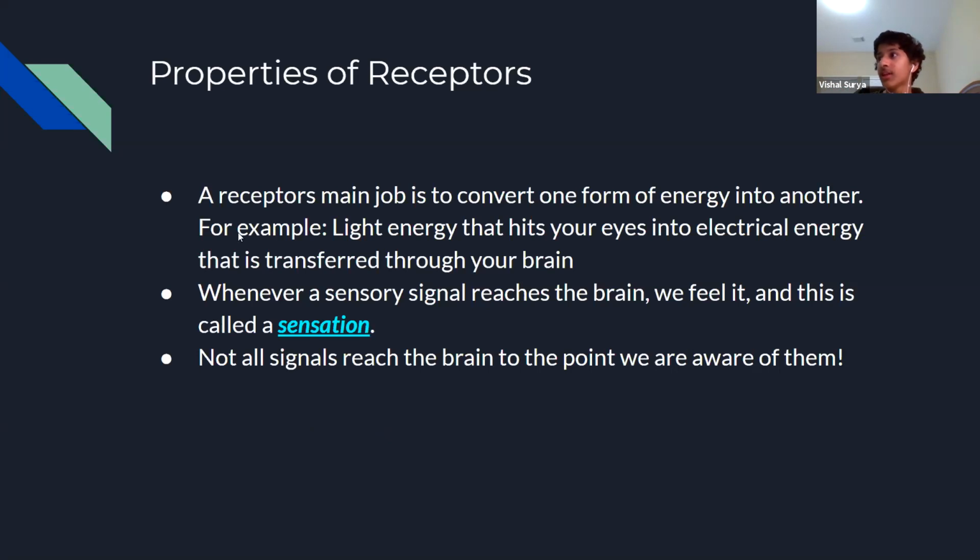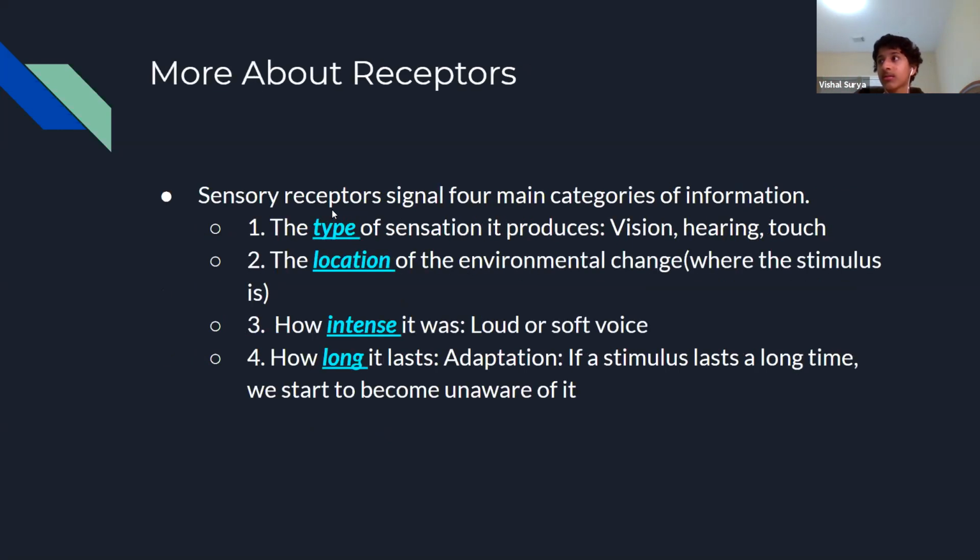So nothing really here to actually take notes on too much. The main thing is that the receptor converts one form of energy to another so that we can sense them. So yeah, now let's go learn more about the different receptors.